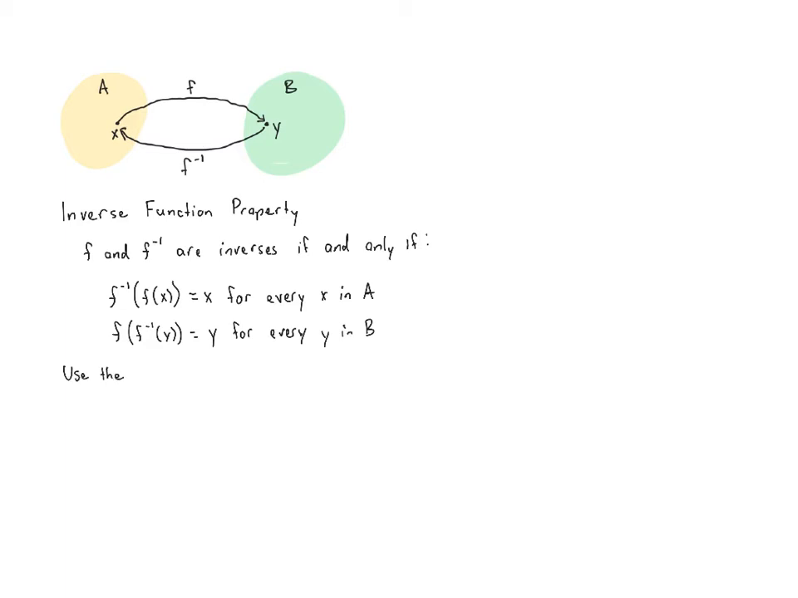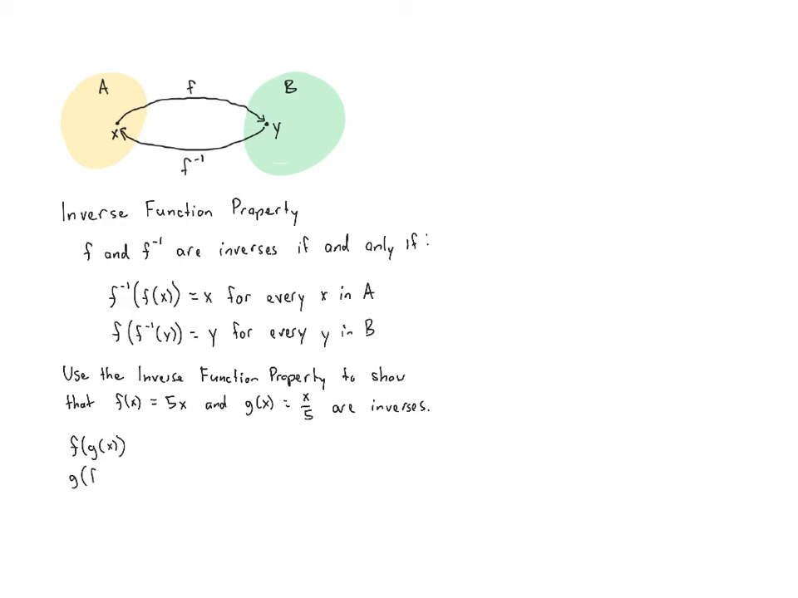Let's use the inverse function property to show that f of x equals 5x and g of x equals x over 5 are inverses. So what we're going to do is look at the compositions both ways here. So we need to look at f of g of x, and we need to look at g of f of x. And we should end up getting x in the end for each of these, so long as these are inverses. So let's look at these compositions.